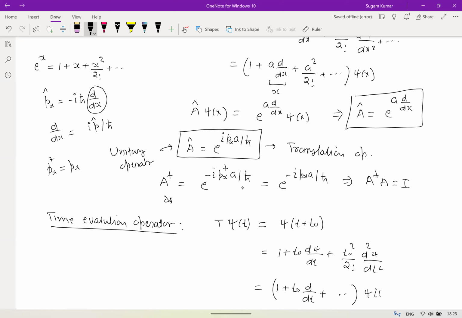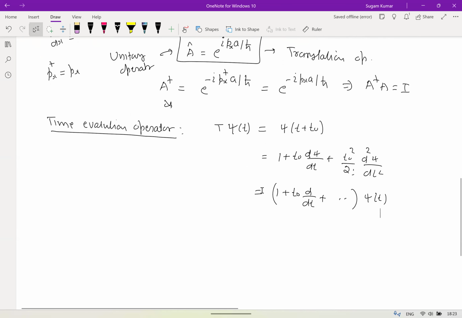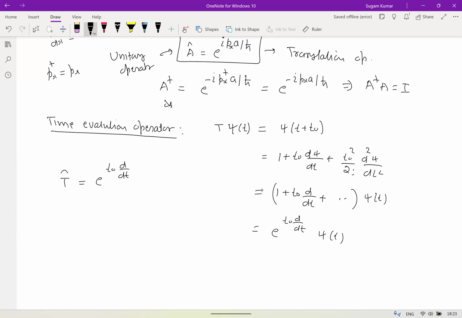And psi(t) will be common. This is nothing but e to the power t naught d by dt acting on psi(t). It means this time translation operator is equal to e to the power t naught d by dt. You know that the energy operator E is defined as i h-cut d by dt. From there you can see the operator becomes e to the power minus i E t naught upon h-cut.